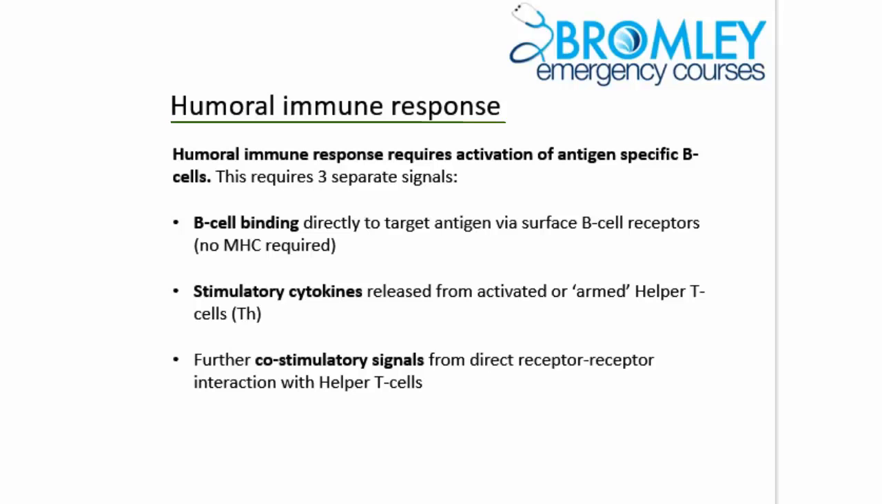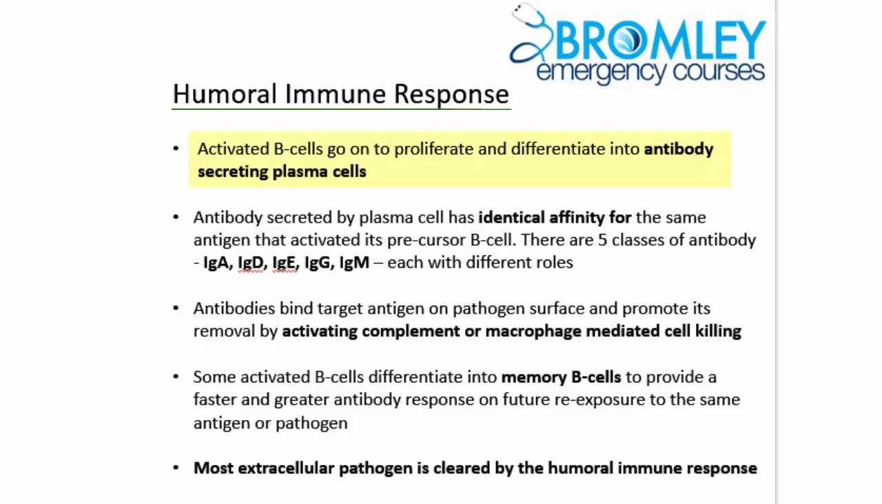As well as binding target antigens, B cells also require stimulation from cytokines, which in turn have been released from activated or armed helper T cells that we were talking about in the last tutorial. And in addition, there may be further co-stimulatory signals required from direct receptor-receptor interaction with those armed helper T cells. Once activated, B cells go on to proliferate and differentiate into antibody-secreting plasma cells. And it is important to note that the antibody secreted by plasma cells has an identical affinity for the same antigen that activated its precursor B cell.